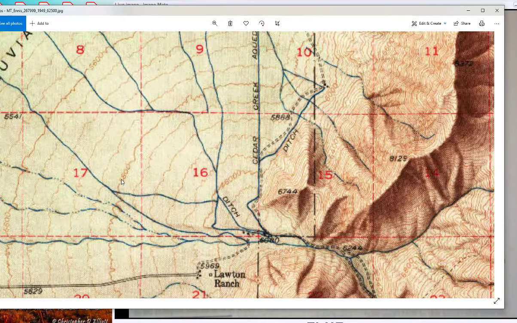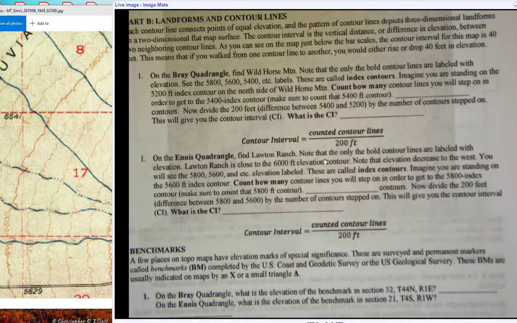The index contours are the ones that are labeled. These other contours are not, but remember, it's a 40 foot interval. So if that's 5,800, then it's 5,840, 5,880, 5,920, 5,960, 6,000, right? So we get to 6,000 feet. Lawton Ranch is close to 6,000 feet elevation. Note that the elevation decreases to the west. I just did those here.